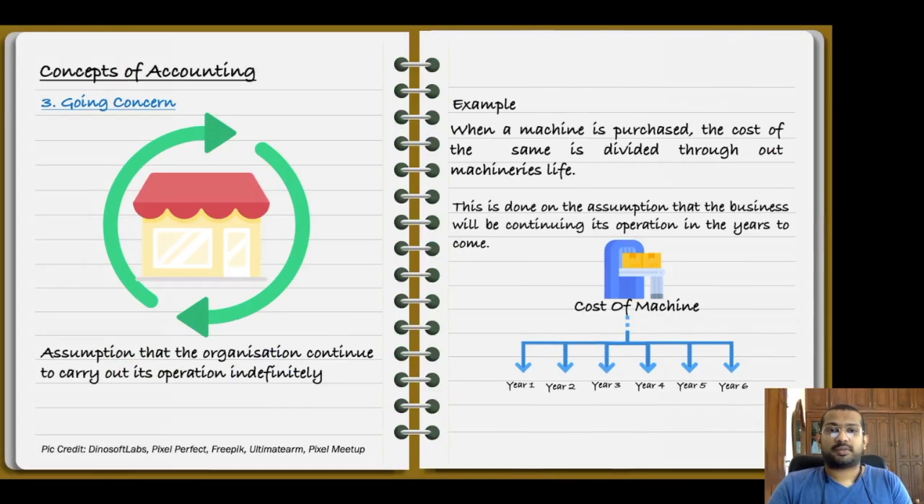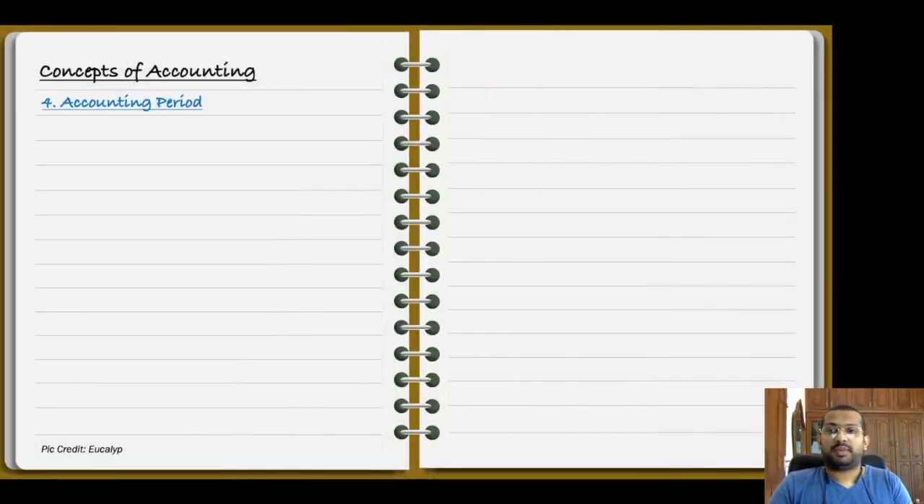The next concept we will look into is the accounting period concept. First we talked about what a financial statement is. The basic intention of accounting is to form financial statements. Three statements together are called financial statements: one is the profit and loss account, two is the balance sheet, and three is the cash flow.